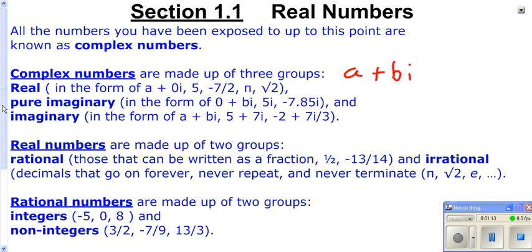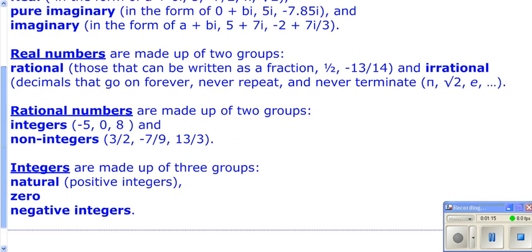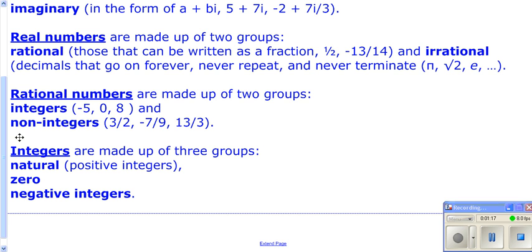When you look at real numbers, they can actually be broken down into further subgroups. Rational, meaning it could be written as a fraction, and irrational, those that cannot be written as a fraction. Decimal-wise, they go on forever and never repeat, never terminate. Those would be like pi or e or the square root of any number that doesn't work out nicely.